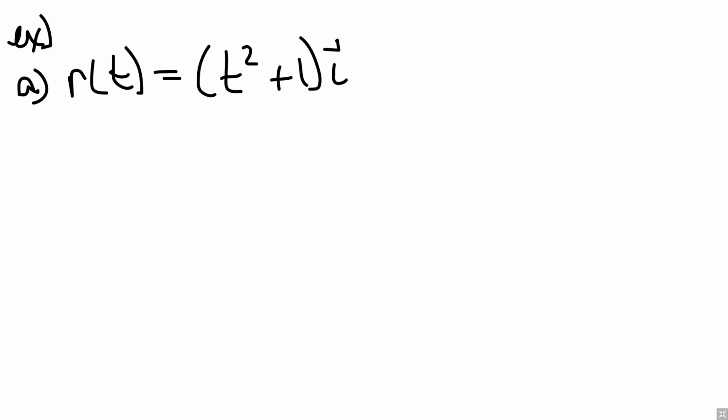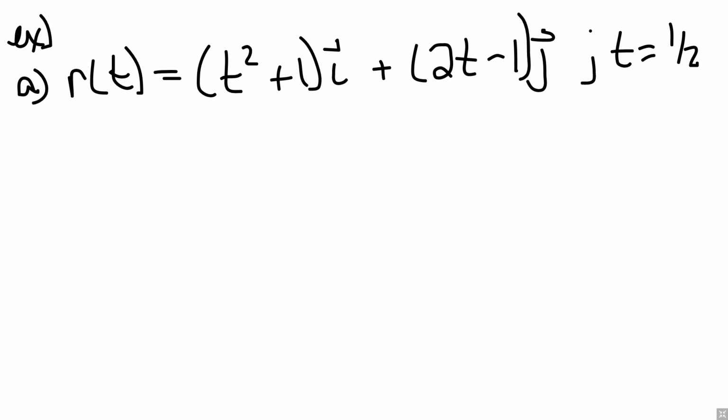Okay, so if we take a look at this, for the first one we have that r of t is equal to t squared plus 1 in the i direction plus 2t minus 1 in the j direction. And I'm going to go ahead and write out what t is, and t is equal to 1/2. Basically the first part of this question is asking us to pull out the equations for x and y in terms of the parameter.